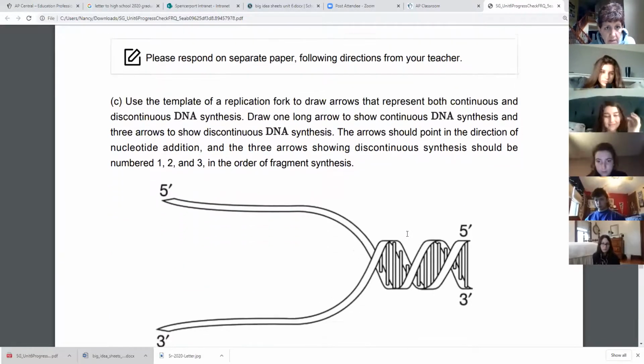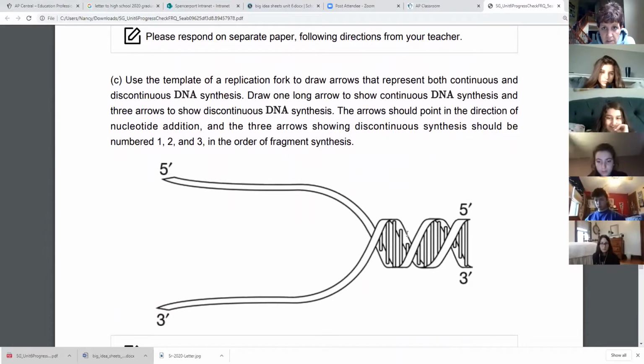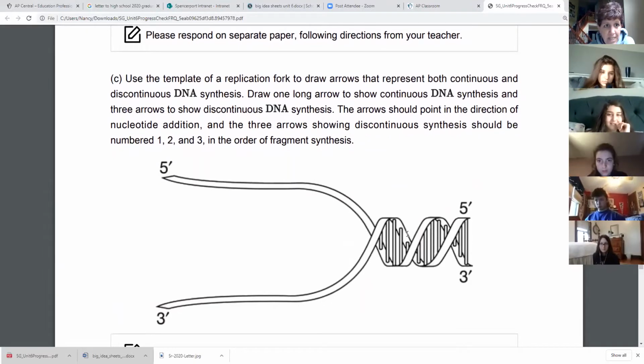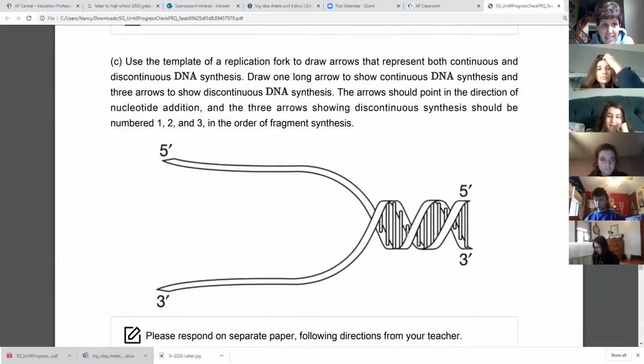Use the template of a replication fork to draw arrows that represent both continuous and discontinuous DNA synthesis. Draw one long arrow to show continuous DNA synthesis and 3 arrows to show discontinuous. The arrows should point in the direction of the nucleotide addition, and the 3 arrows should be numbered 1, 2, 3 in the order of fragment synthesis. Okay.